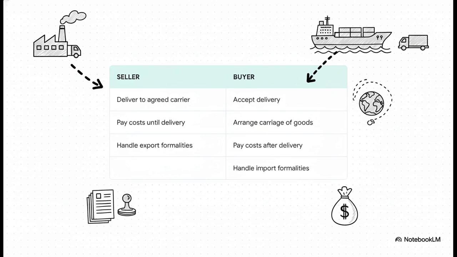Now, the most popular kid in this group is FCA, or Free Carrier, and it's popular for a reason. It's super flexible. The seller's job is to get the goods to whatever carrier or place the buyer has picked out. As soon as they hand it over, boom, their job is done. Risk transfers right then and there.